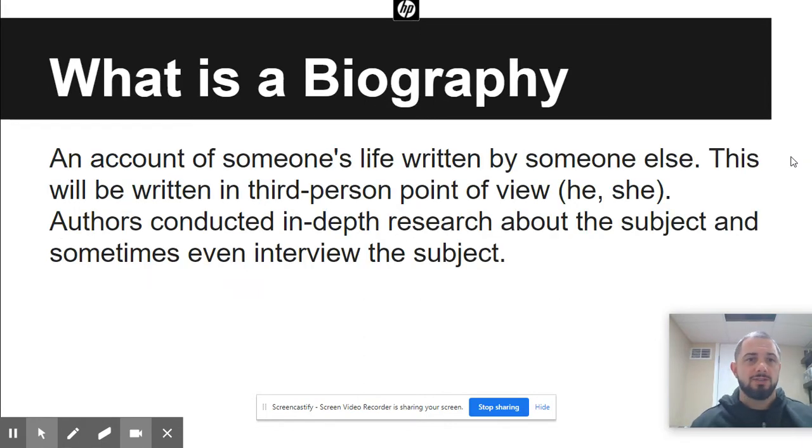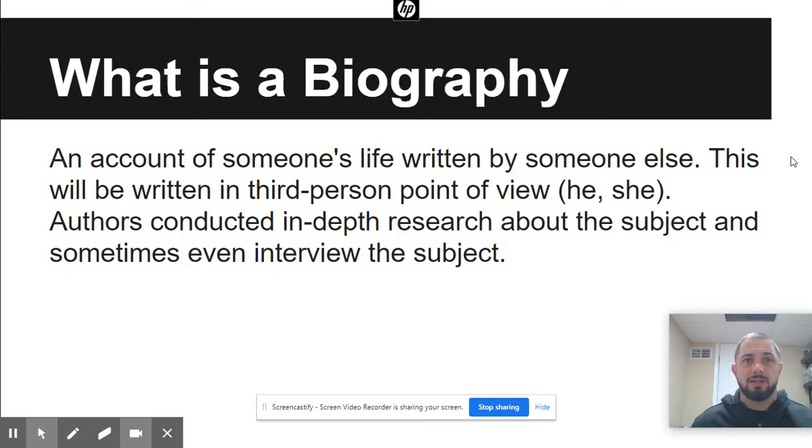When we go into what a biography is, it's an account of someone's life written by someone else. This will be written in third person point of view. They're going to use the pronouns he and she because, again, it's not from their own perspective. The authors conduct in-depth research about the subject and sometimes even interview the subject.